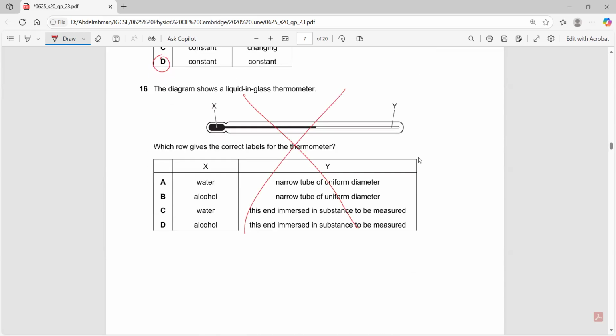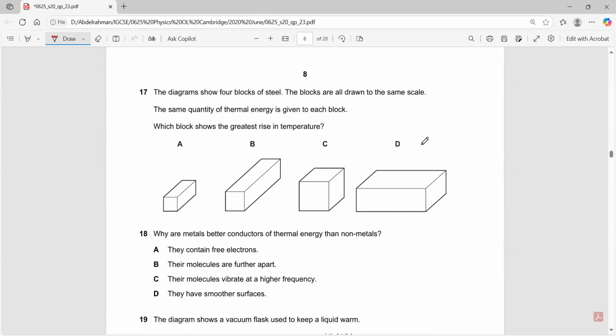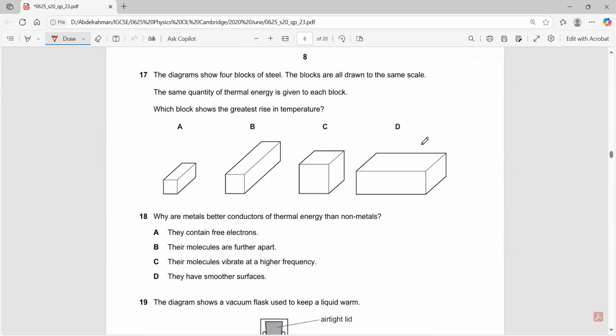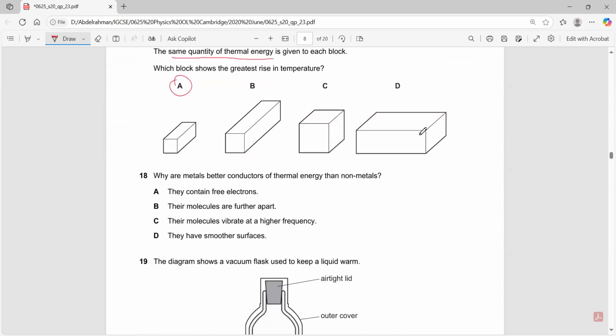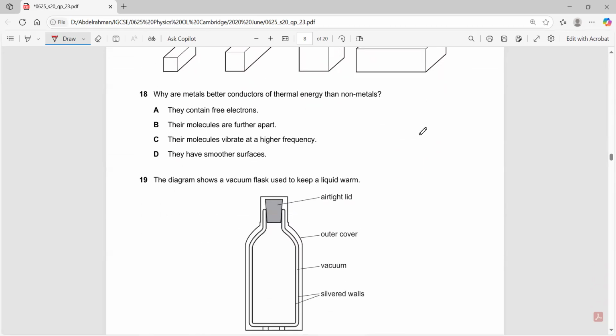Question 16 is cancelled. Question 17. Which block shows the greatest rise in temperature? If they are all given the same quantity of thermal energy, then the one with the least mass, the smallest one, which is A, would have the greatest rise in temperature. Why are metals better conductors? Because they have free moving electrons.